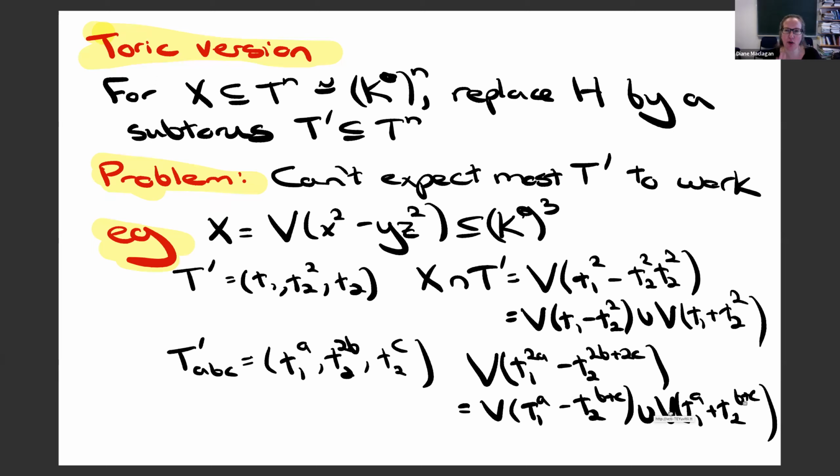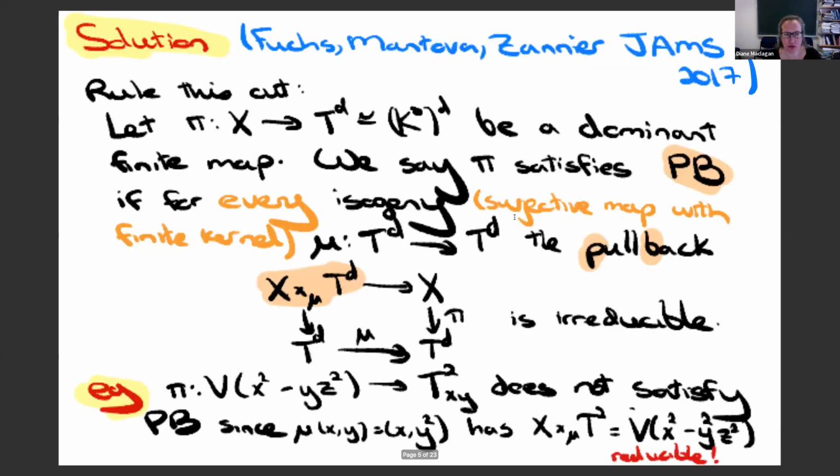And you can see the problem here is that we're going to get such an example for any choice of A, B, C in Z cubed. And the character lattice of the three-dimensional torus is itself a Z cubed. So the set of tori that don't work are somehow commensurate with the whole torus. So that's the bad news. The good news is that there is a way around this.